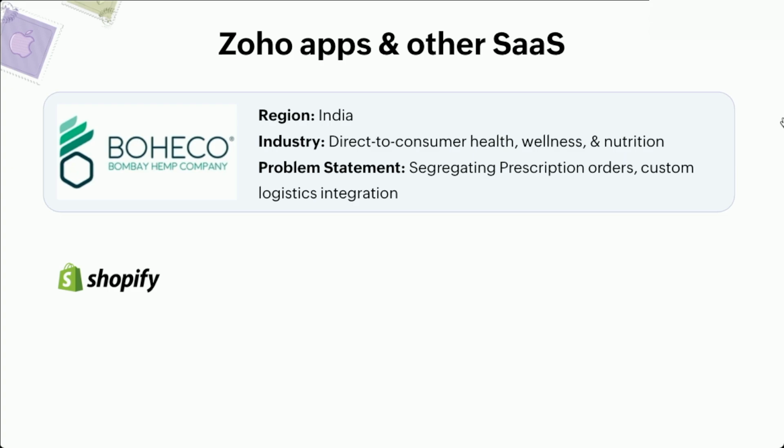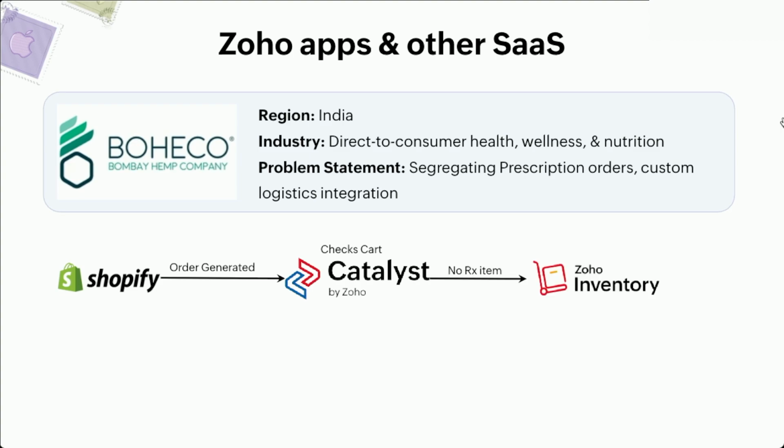So they had a front end on Shopify which was taking in all the orders. Once an order was generated, instead of pushing it directly to inventory, we take it in Catalyst and check the cart for any products that require a prescription. If there's no product that requires a prescription, it was straight away relayed to inventory, which would further process the order and then connect it to the shipping provider and send it out.